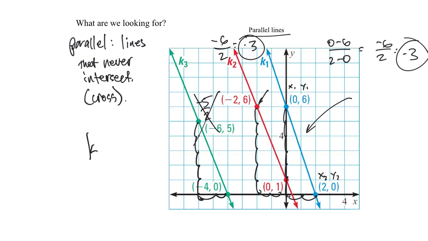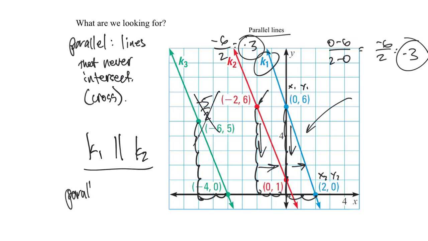So K1 is parallel to K2. Why is that? Because they have the same slope. That means for every right movement of the x, I'm going to have the same amount of downward movement in blue as I do on the red line, okay? Their slopes are the same. Parallel lines have the same slope.